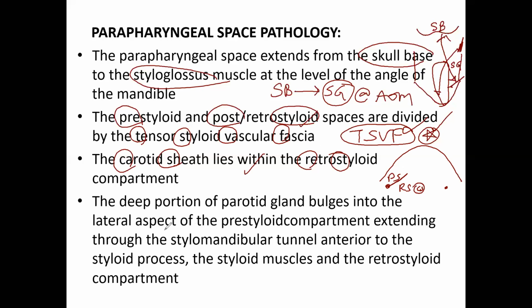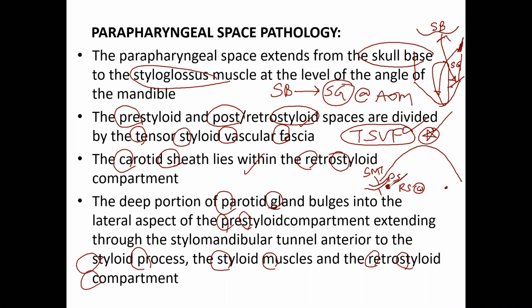Next, the parotid gland bulges into the lateral aspect of the pre-styloid compartment. This is where the parotid gland can bulge into the lateral aspect of the pre-styloid compartment, extending through the stylomandibular tunnel anterior to the styloid process. This is the stylomandibular tunnel extending anterior to the styloid process. And styloid muscles and retrostyloid compartment, as you could see here.